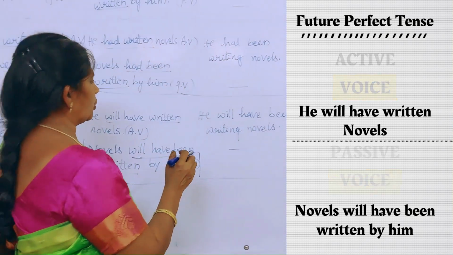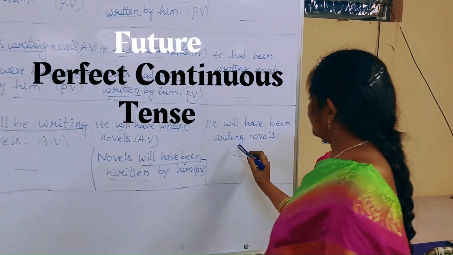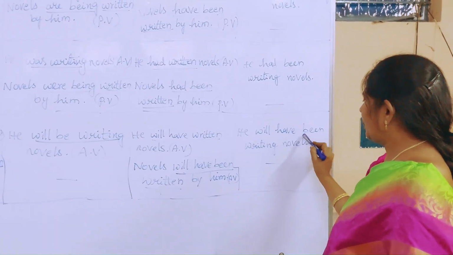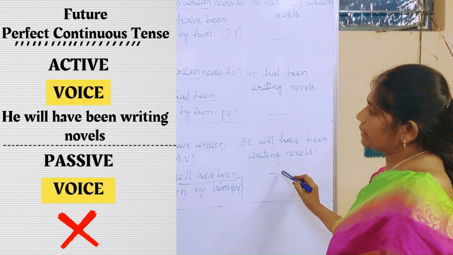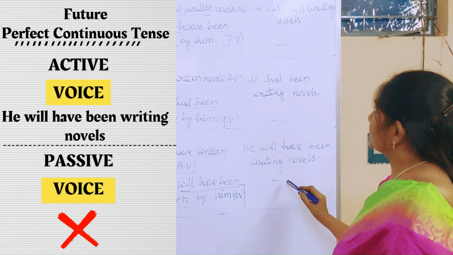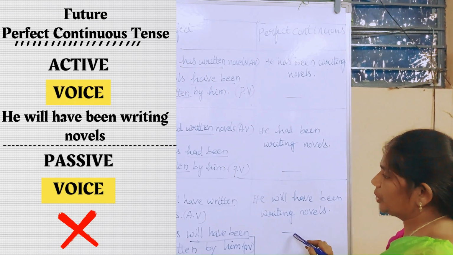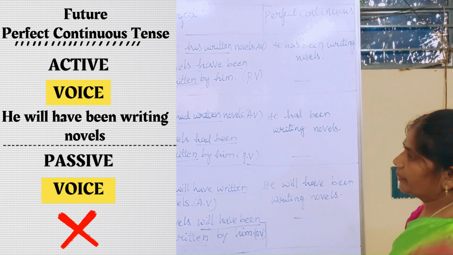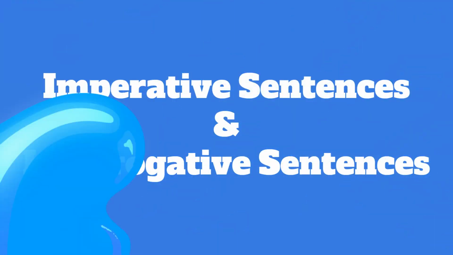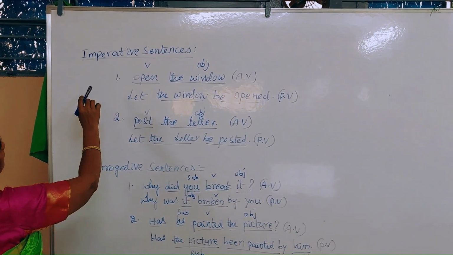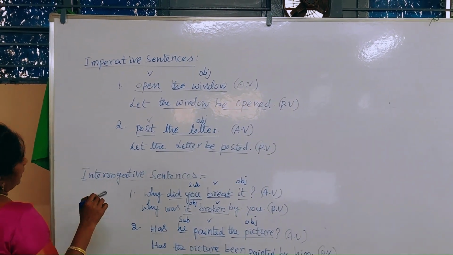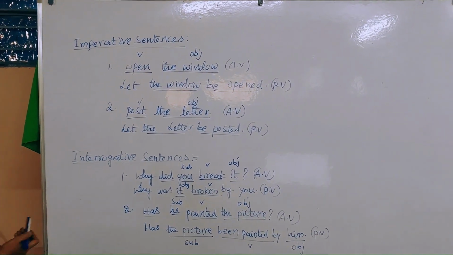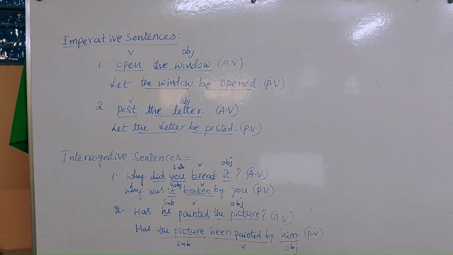And then coming to fourth form of future tense is future perfect continuous tense. He will have been writing novels. For this fourth form of future tense, future perfect continuous tense, there is also no passive form. Apart from them, imperative and interrogative sentences are also there to be changed from active to passive voice.